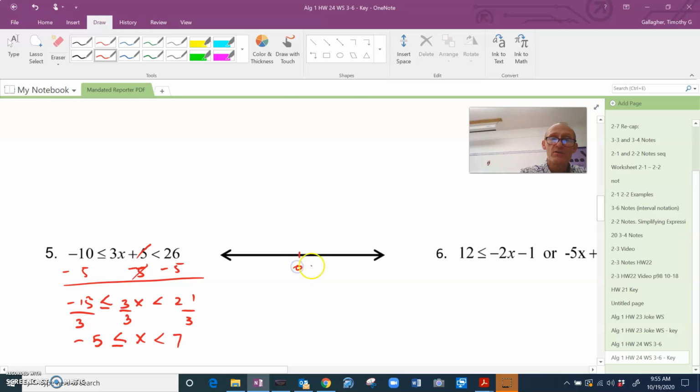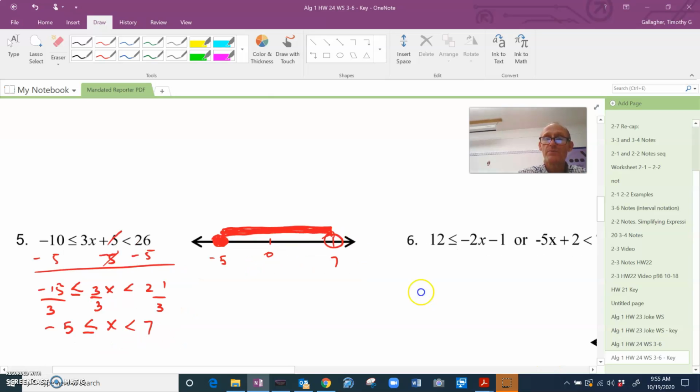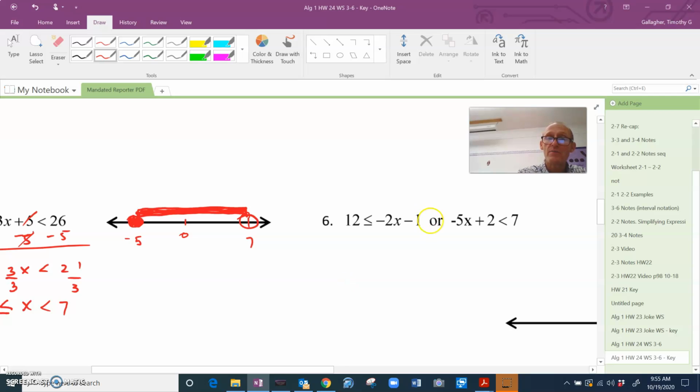So I'll put 0 in there just to give you an idea. This is 7 over here and -5 here. I'm going to circle -5. I'm going to fill it in. And I'm going to circle 7 and not fill it in. And this is a compound inequality. So it's all of the numbers between less than 7 and greater than or equal to -5, and that's all those numbers in there. All right, so the next problem is an OR, so we're going to solve these separately.